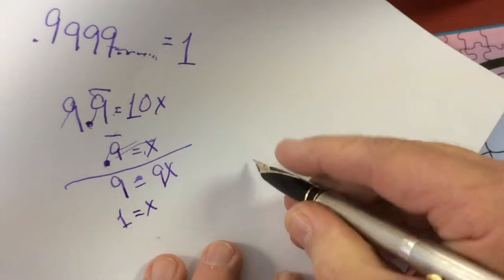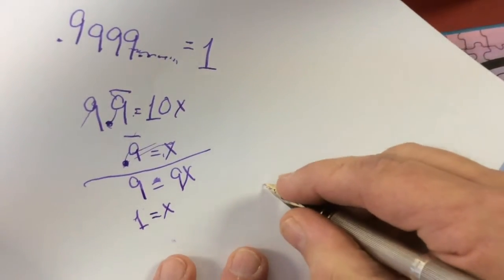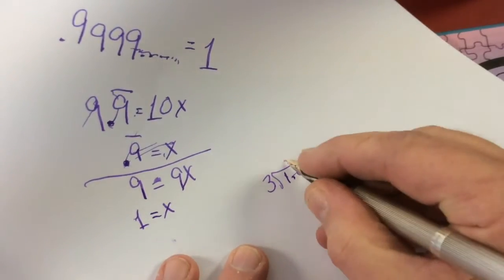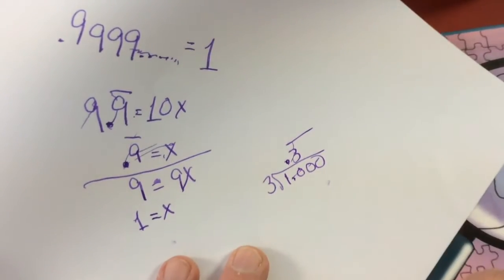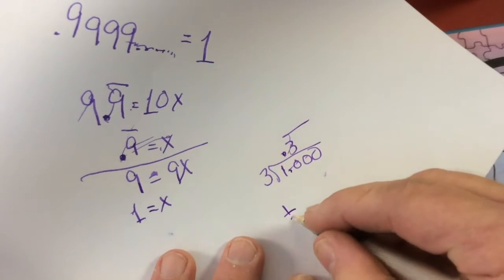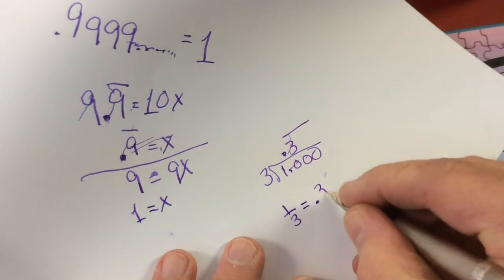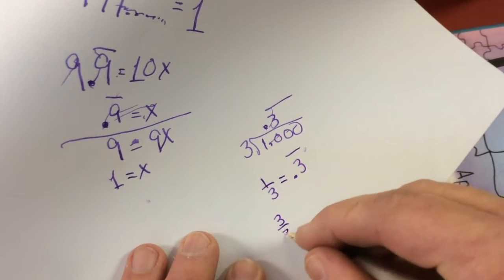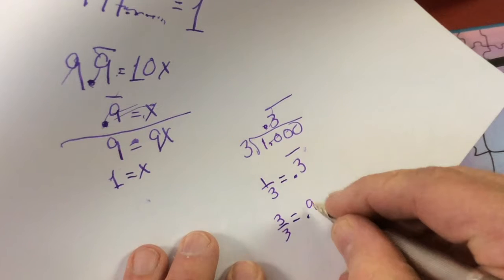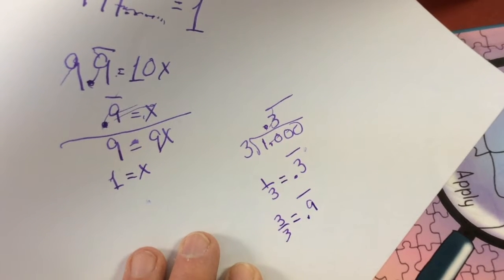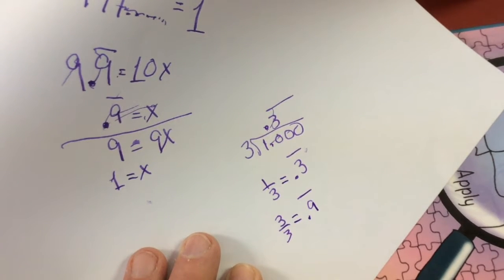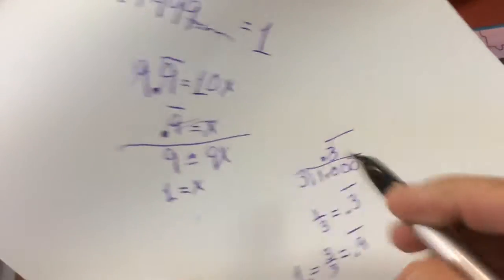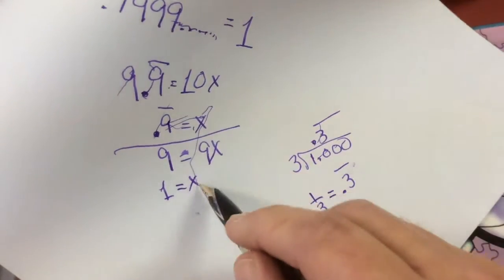Wait, that's terrible. How about this? When we divide 3 into 1, we get 0.3 repeating, right? So that's why we say 1/3 is equal to 0.3 repeating. So multiply both sides by 3. What do you get? This is 3 over 3. This is 0.9 repeating. Isn't 3 over 3 1? Uh-huh. Which is what I said to start with.